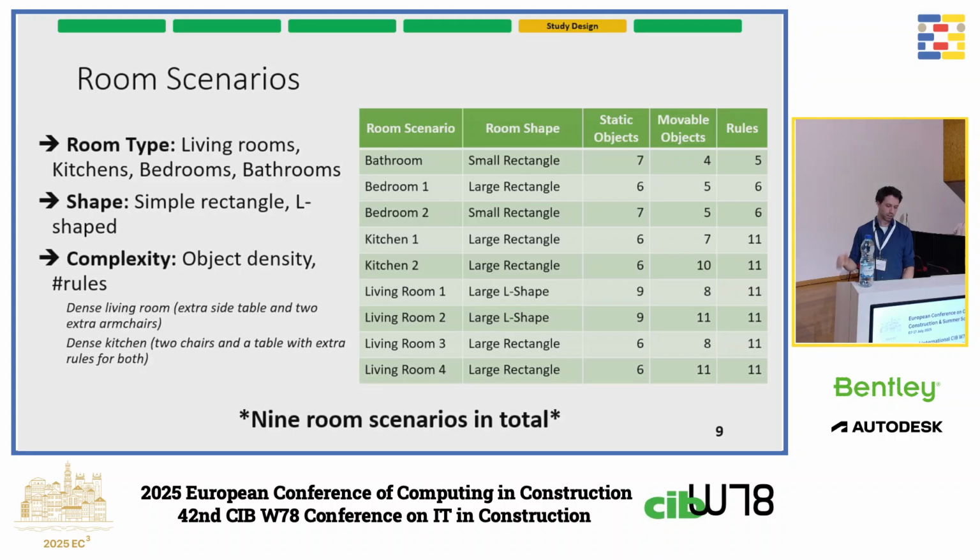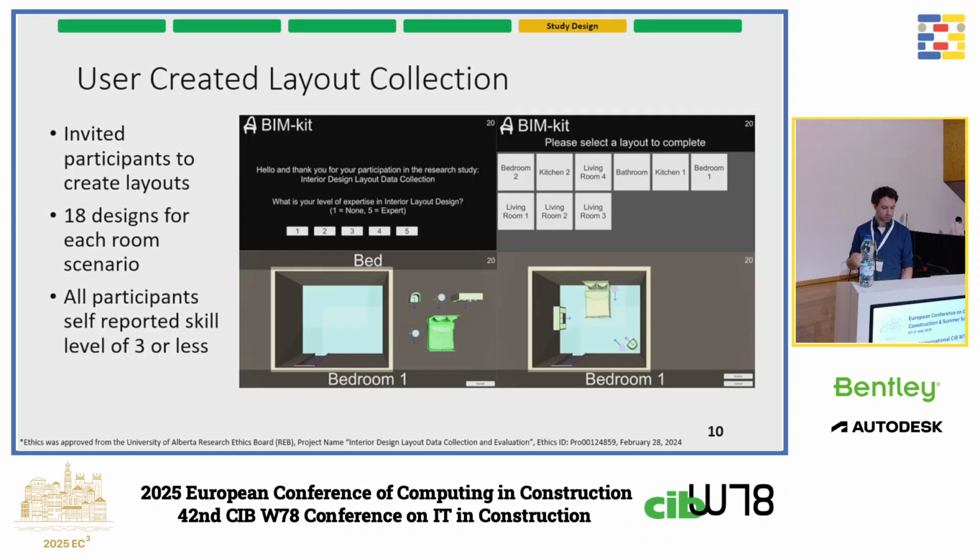I'll just mention the room scenarios that we're looking at here. We looked at 4 different room types: living rooms, kitchens, bedrooms, and bathrooms. We changed the complexity of each of these by changing the shape of the rooms, and we also looked at different densities, which is just adding more or fewer objects. So we had 9 room scenarios in total.